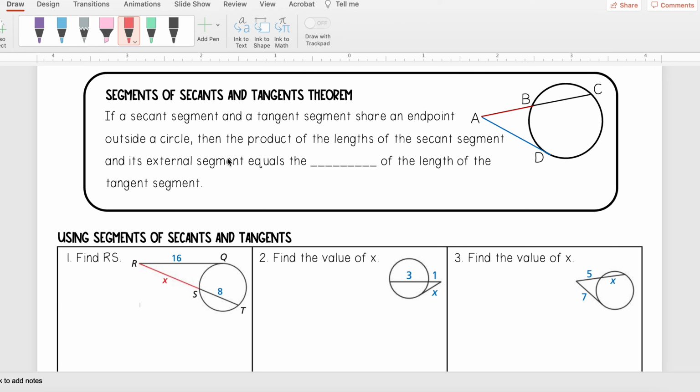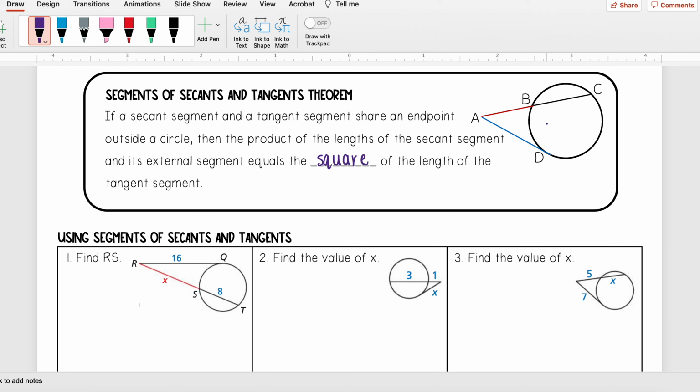For this video, we're going to be talking about the segments of secants and tangents theorem and applying that theorem to find different lengths. So this theorem tells us that if a secant segment and a tangent segment share an endpoint outside a circle, and we see that here, I have my secant segment AC and my tangent segment AD, and they both intersect at A. This theorem tells us that then the product of the lengths of the secant segment and its external segment equals the square of the length of the tangent segment.